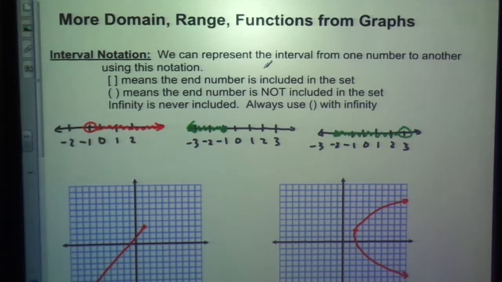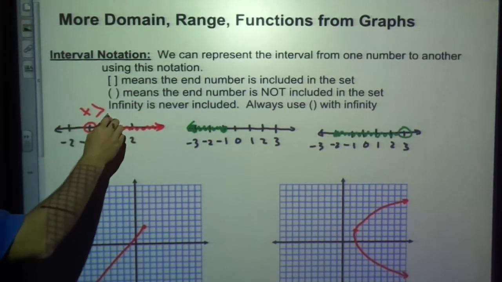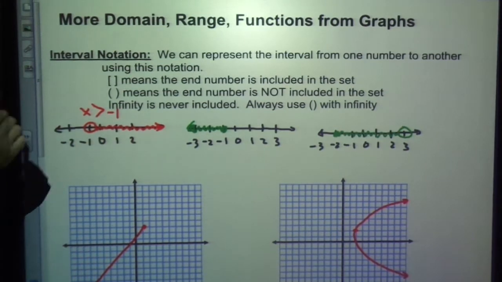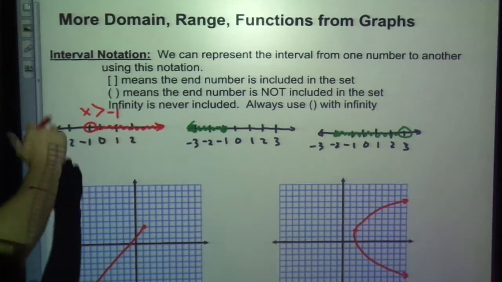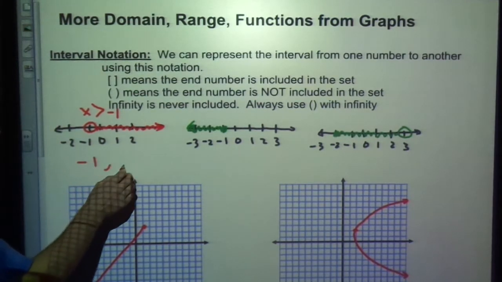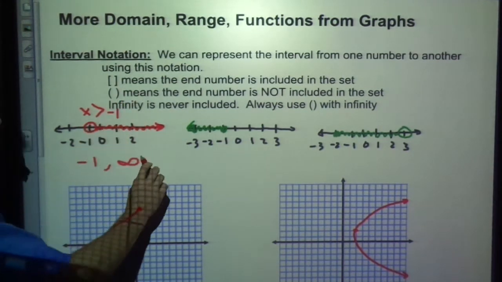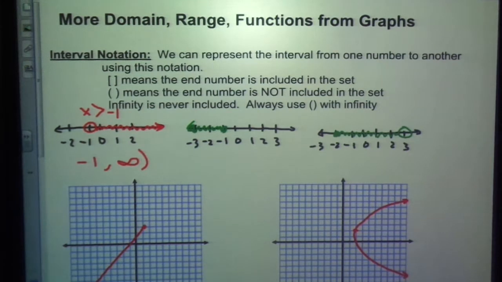We would have written this before as saying that x is greater than -1. And that means that it goes from -1 all the way up to positive infinity. Well, with interval notation, the way we would write that is from -1 to positive infinity. Infinity is never included, so we'll use an open bracket there. So infinity is not actually a number part of the set.